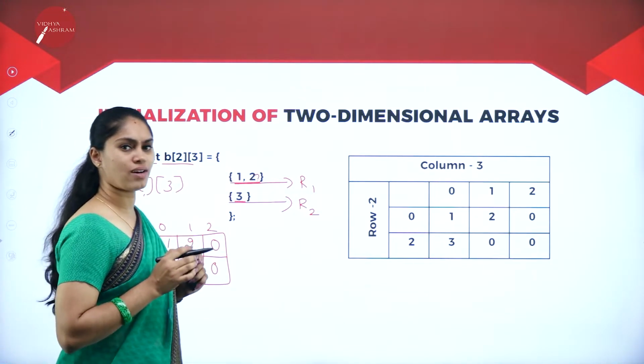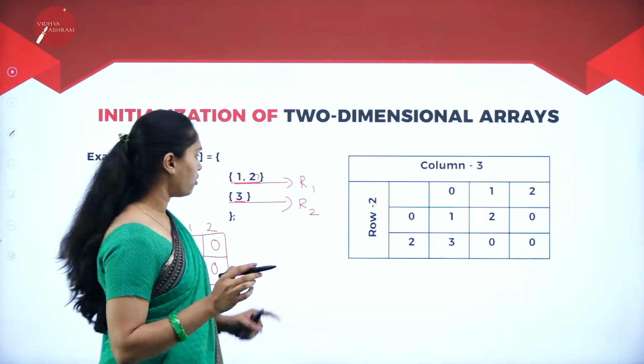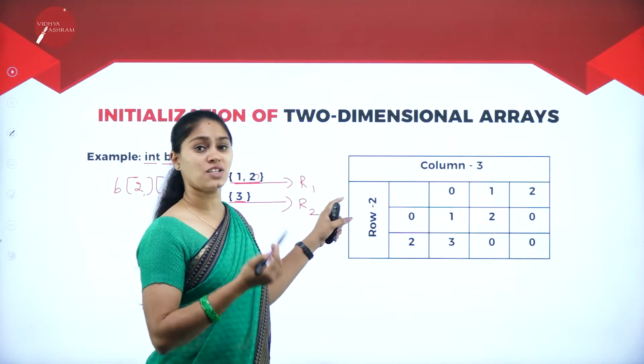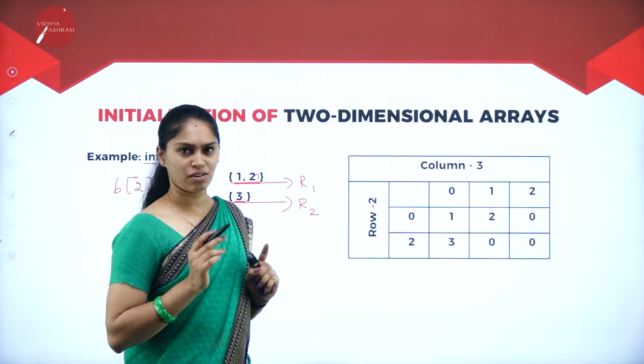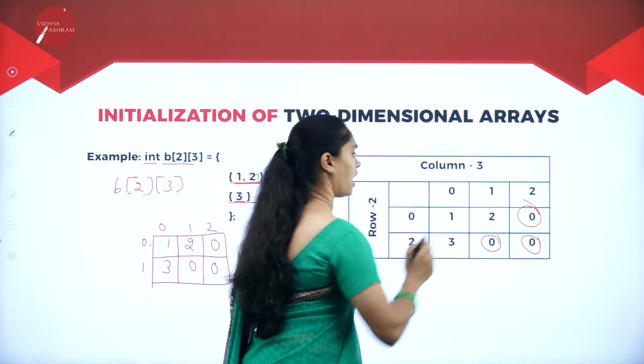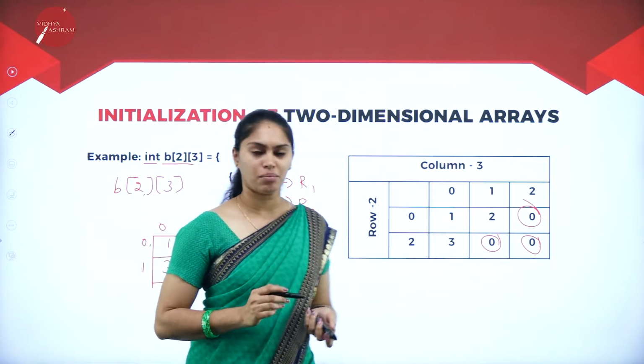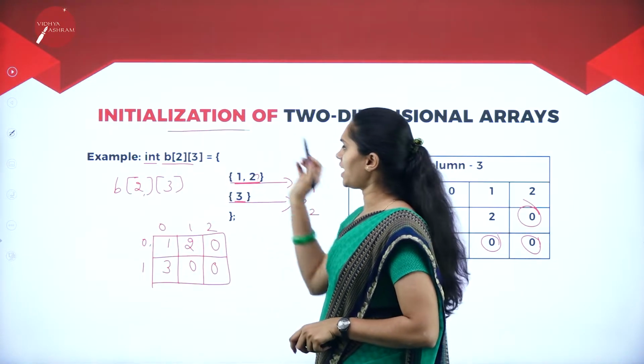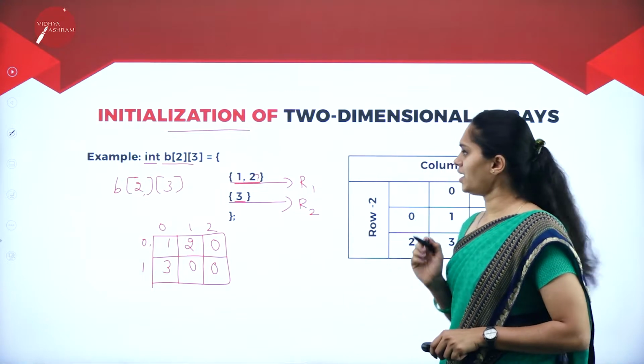If there are no values, or if the number of elements is lesser than the size of the array, then it has to be filled by 0. That is what we have done here. So 0, 0 and 0. So this is the representation and initialization of a 2-dimensional array.